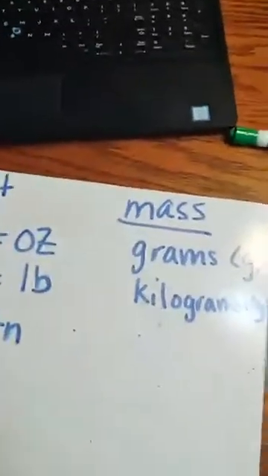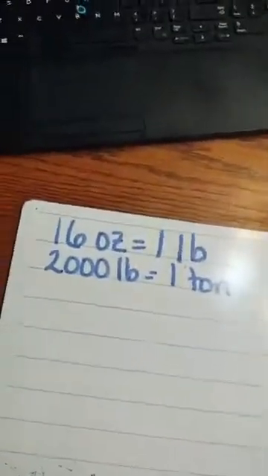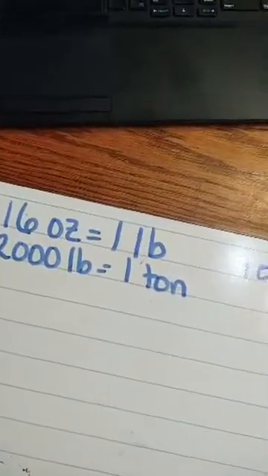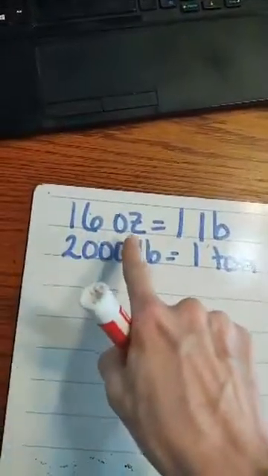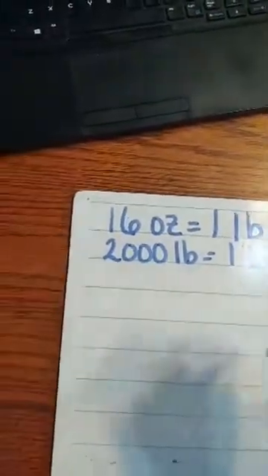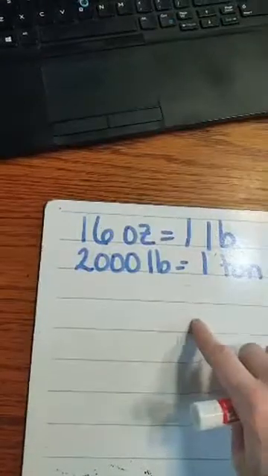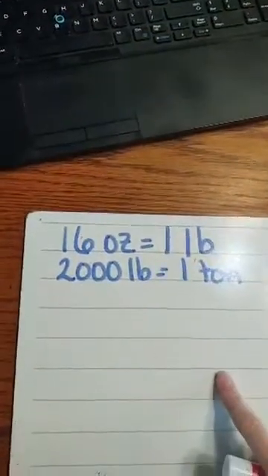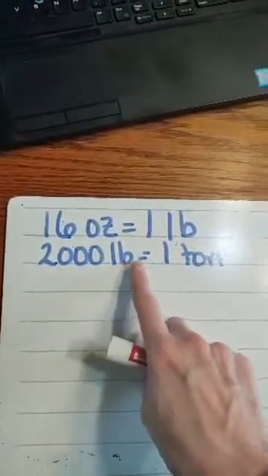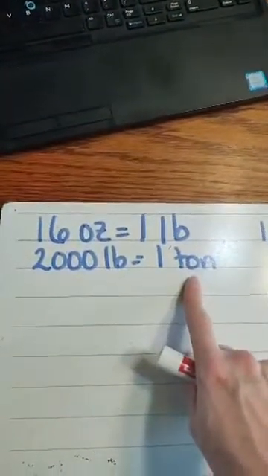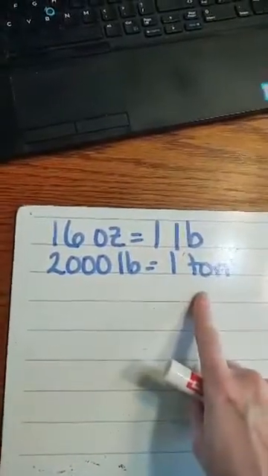All right, so let's talk a little bit about some equivalencies, some things that are equal, and then we'll see if we can figure out some answers to a couple of questions I have for you. Okay, so my first one is that 16 ounces is 1 pound. So if I have a 16-ounce steak, and that'd be a big steak, I'm eating a pound of steak, okay? And then 2,000 pounds is 1 ton.